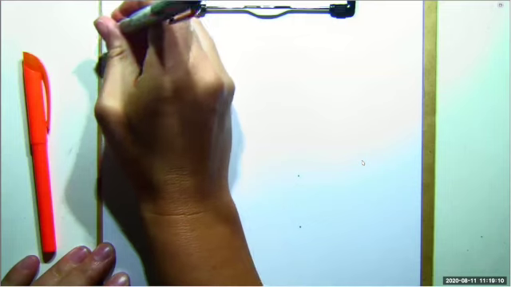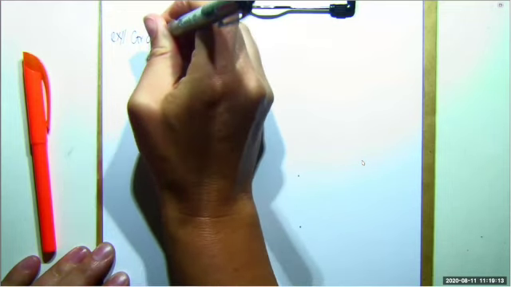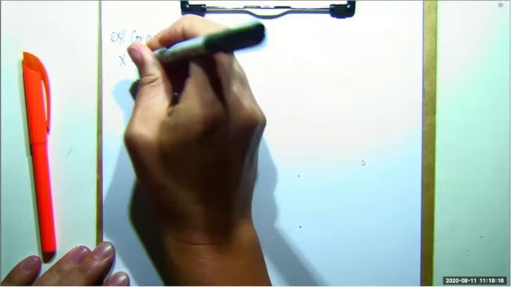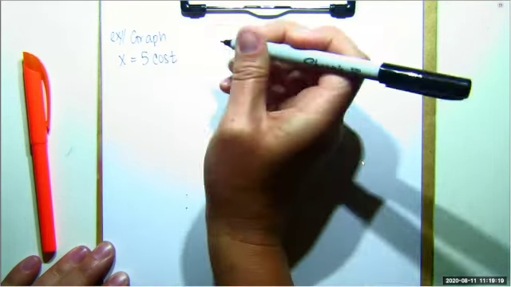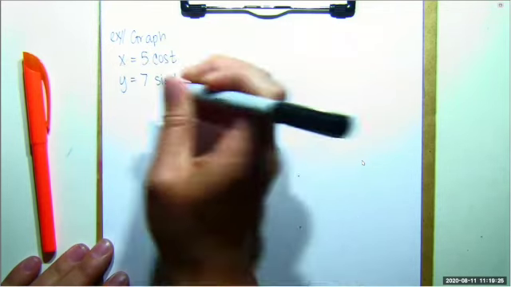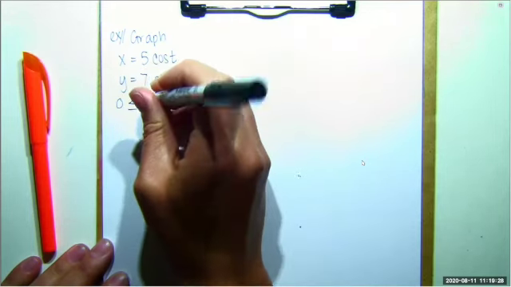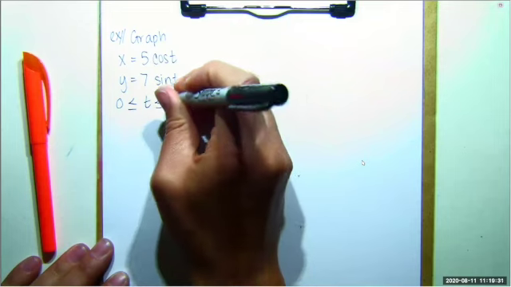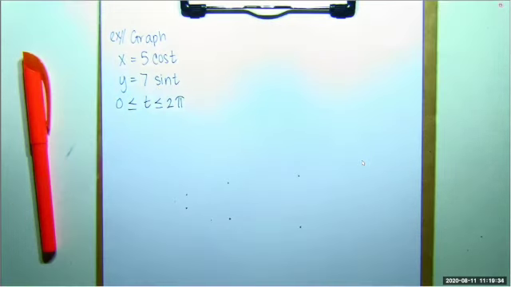And this last one is really exciting. It combines together parametric equations, trigonometric functions, and conic sections. All right, so let's graph x equals 5 cosine of t, y equals 7 sine of t, and t is between 0 and 2 pi.